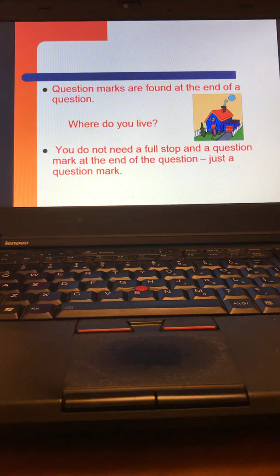So our question mark will go where? It will go at the end of a question. So this question here, where do you live? Our question mark is at the end of that sentence, and this person obviously lives in a lovely little blue house.